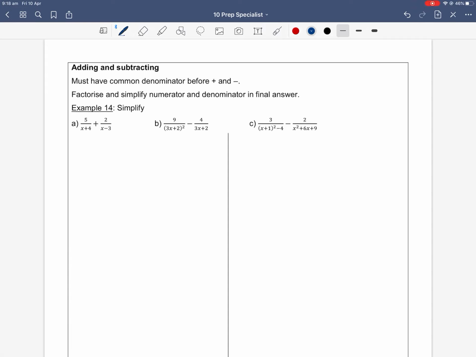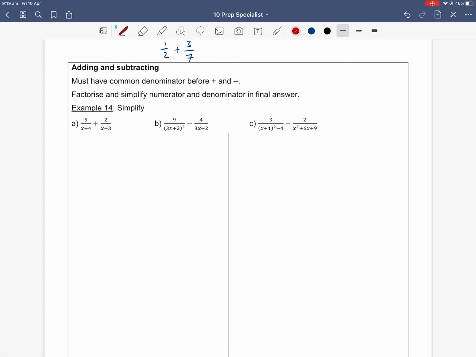Today we're going to finish off our algebra booklet with adding and subtracting algebraic fractions. So back in year 7, remember when we added fractions, say 1/2 with 3/7? To add or subtract fractions, we needed to have the same denominator.